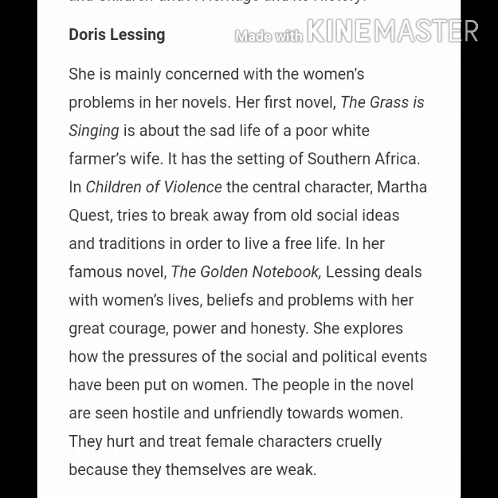In her famous novel, The Golden Notebook, Lessing deals with women's life, beliefs, and problems with great courage, power, and honesty. She explores how the pressures of social and political events have been put on women. The people in the novel are seen as hostile and unfriendly towards women. They hurt and treat female characters cruelly because they themselves are weak.